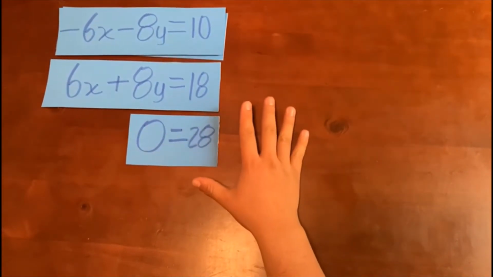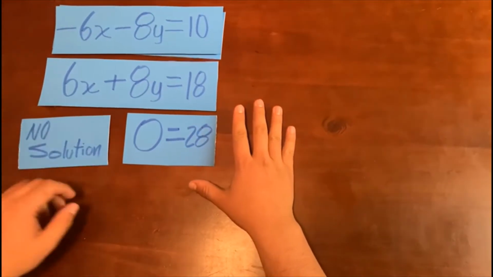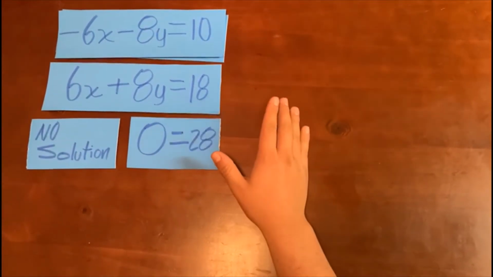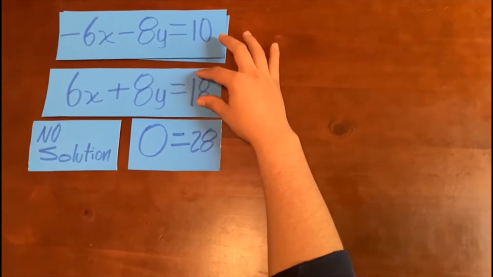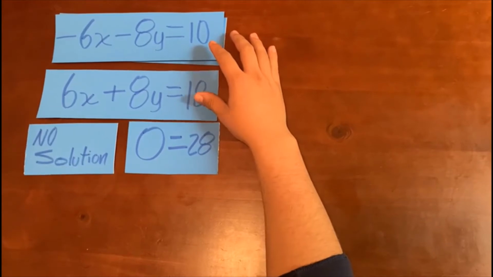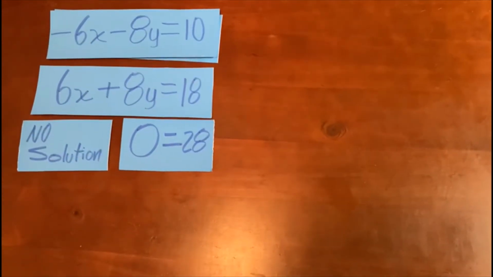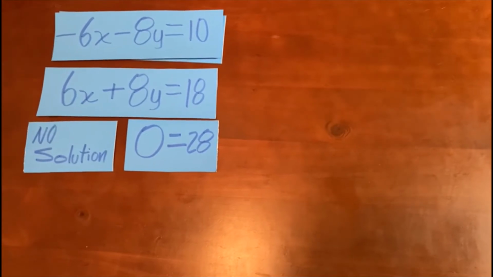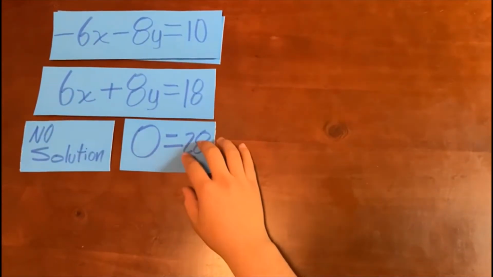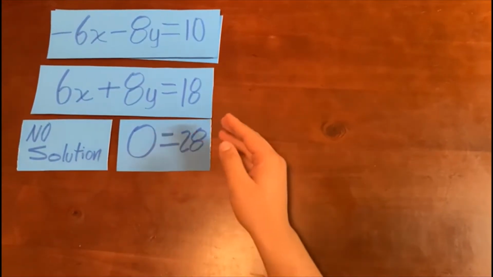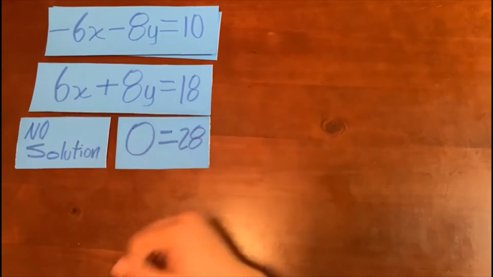In this situation, it's called no solution. We don't have a solution, so this system of equations, they don't actually have any relation, so they do not cross. They don't have a point at which they intersect, so there's no solution. But this is only when we have two numbers that do not equal each other. So 0 equals 28.